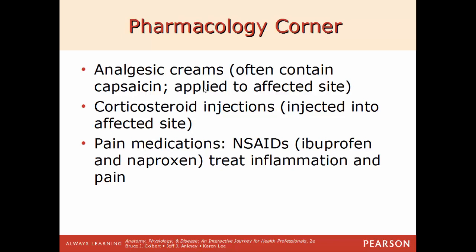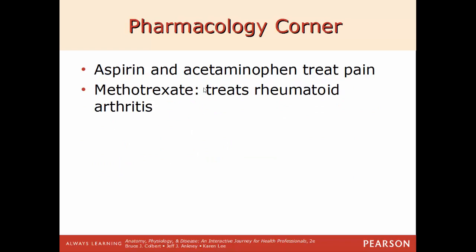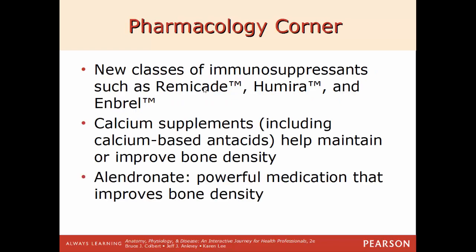Pain medications such as NSAIDs, and this stands for non-steroidal anti-inflammatory drugs, such as ibuprofen, naproxen. These will treat inflammation and also treat pain. Aspirin and acetaminophen also treat pain. Methotrexate can treat rheumatoid arthritis. There are new classes of immunosuppressants, such as Remicade, Humira, and Enbrel.